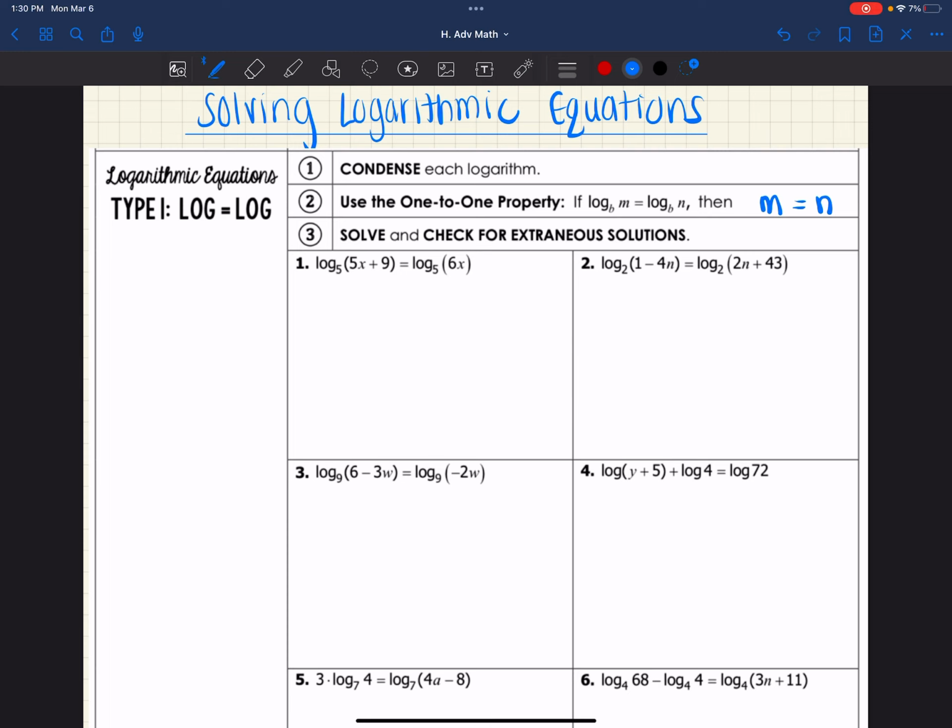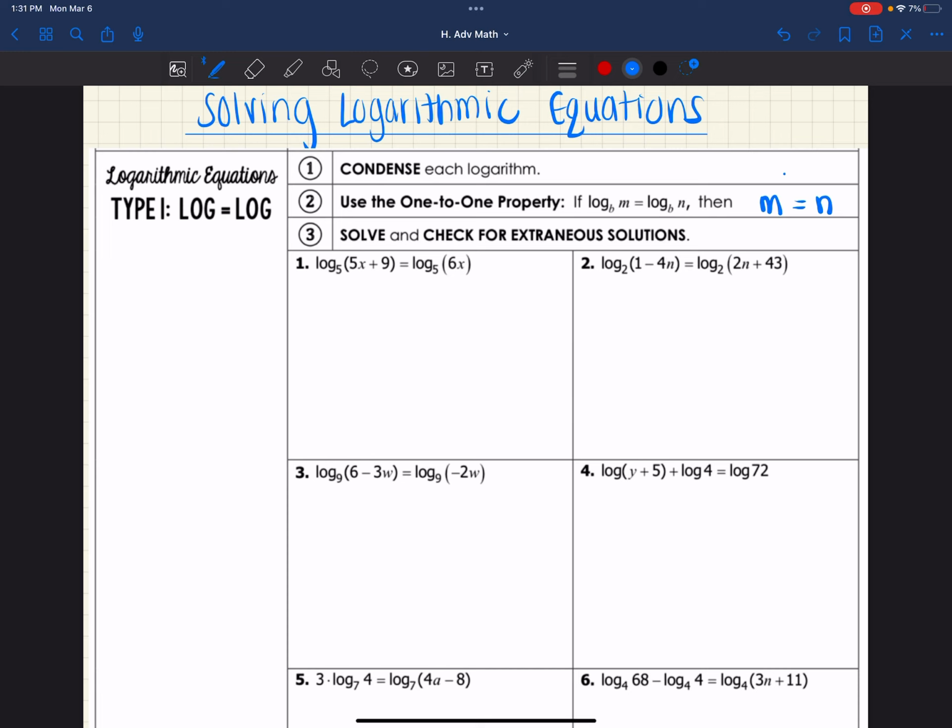It goes back to when we were working with equations with 2 exponential terms, like if I had 3 to the power of x set equal to 3 to the power of 7, then because the bases were the same, I could set the exponents equal to each other. That's a similar idea here, right? If I have log base b of m equal to log base b of n, then by the one-to-one property, you know that m and n must be equal to each other. Once you have set m and n equal to each other, you're just going to solve it and check for extraneous solutions.